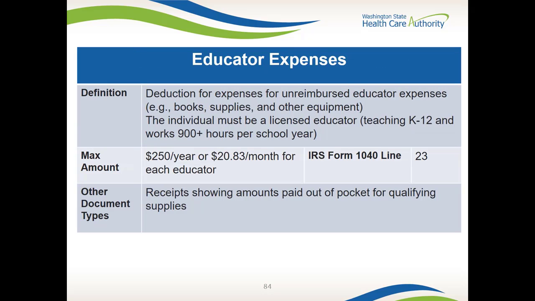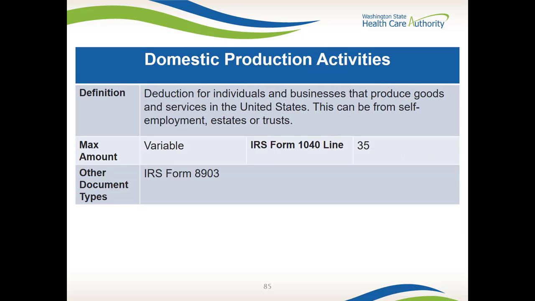Educator expenses. This deduction is for unreimbursed education expenses, for example, books, supplies, and other equipment. The individual must be a licensed educator. Currently, the maximum amount for educator expenses is $250 per year.